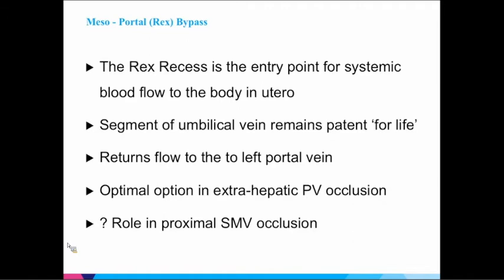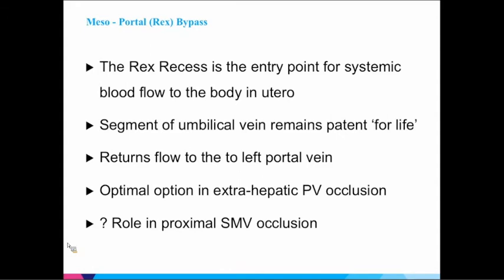This operation was first described in children, and actually in its first reports by Jean de Ville de Goyet from Belgium, it was used late after live donor segmental liver transplant with portal vein thrombosis. And the idea, so the Rex recess is the entry point for systemic blood flow to the body in utero, and as most of us know, there's a segment of umbilical vein that remains patent for life and technically can return blood flow to the left portal vein.